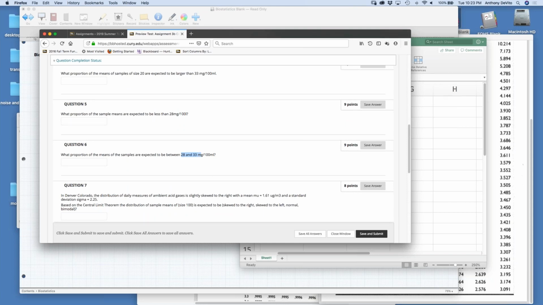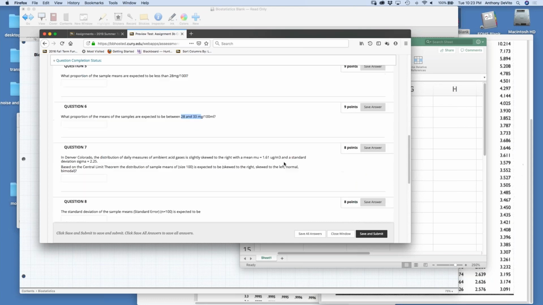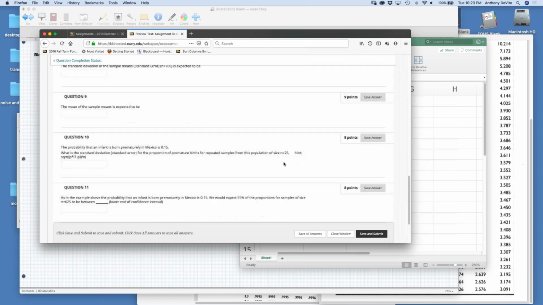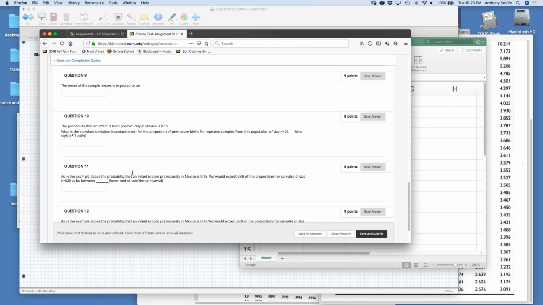If you sketch this out, you've calculated the area below 28 and the area above 33. So what's left in the middle? What's left in the middle is whatever isn't on the outside: add the area below 28 and the area above 33 together and subtract from 1. That'll give you the area in the middle. Okay, 11.